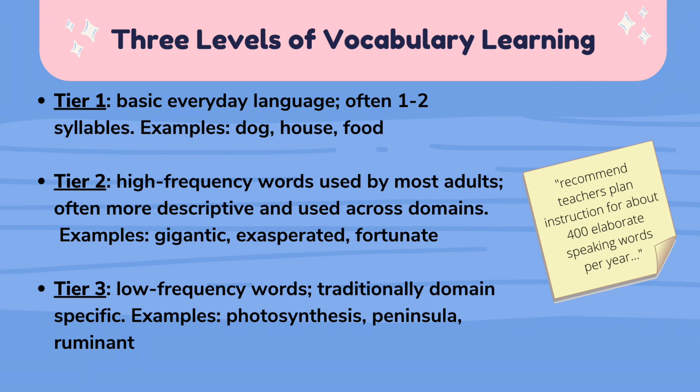And tier 3 is the academic knowledge domain vocabulary. These are low-frequency words. They're very domain-specific, and sometimes they're reserved for specific situations. So words that students may use in a science class when writing a response to a research project are not necessarily the words that they're going to be using at home with their family members.